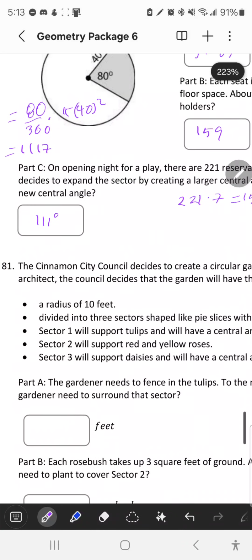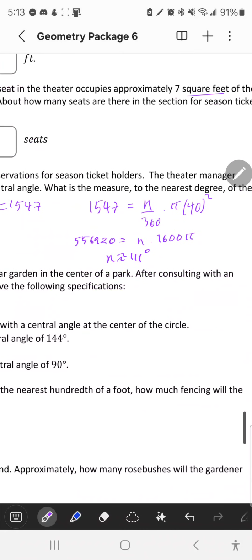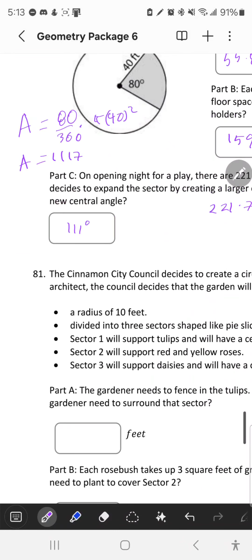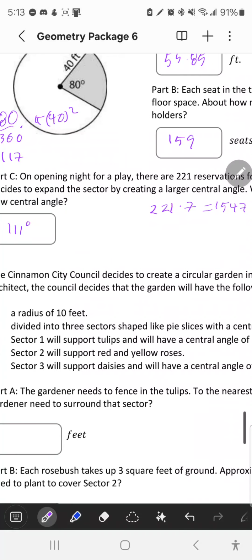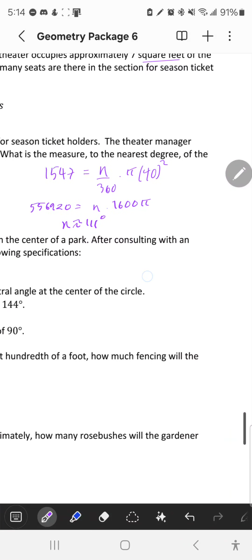Now, 81. Cinnamon City Council decides to create a circular garden in the center of the park. After consulting with an architect, the council decides that the garden will have the following specifications. A radius of 10 feet. Okay, let me draw it.